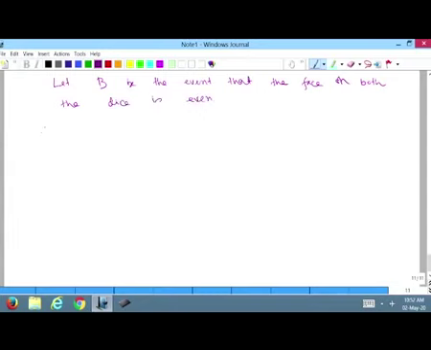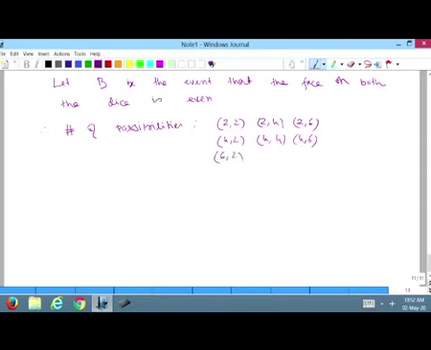Therefore, the possibilities are 2 2, 2 4, 2 6, 4 2, 4 4, 4 6, and 6 2, 6 4, 6 6, that is 9. Therefore, probability of B is equal to 9 upon 36.